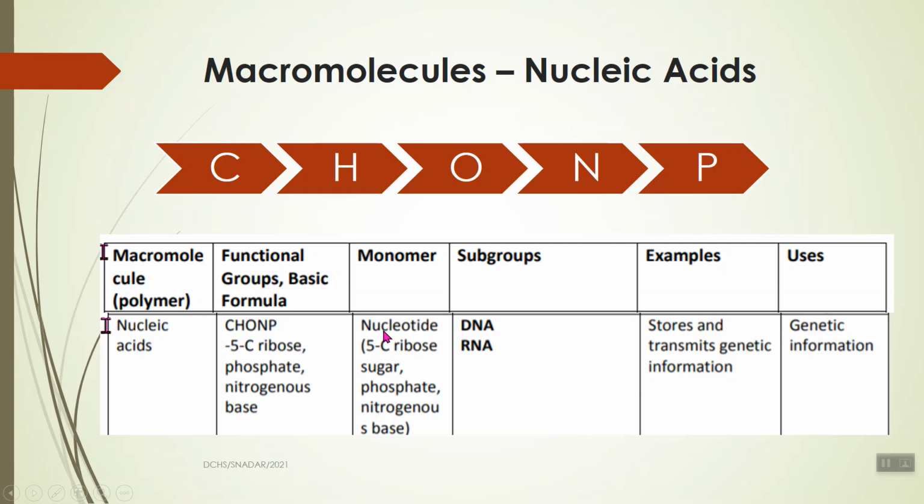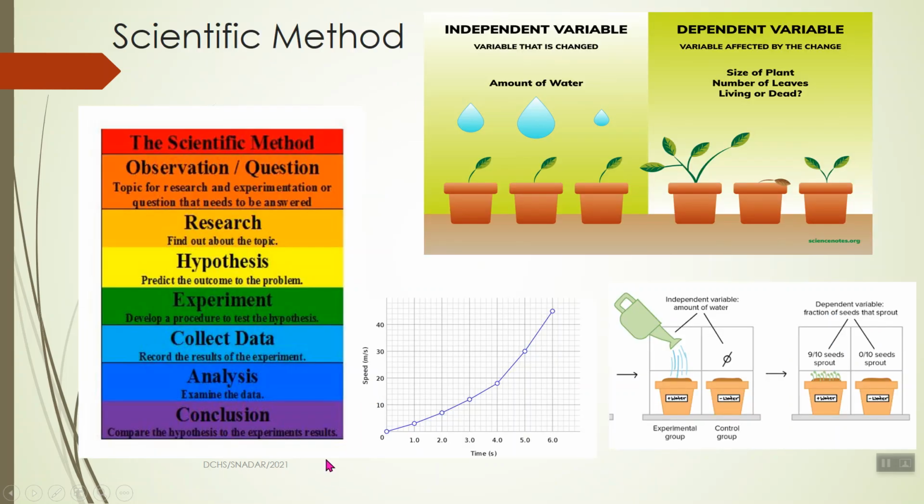A nucleotide in DNA is made up of a ribose sugar, phosphate, and a base. The main function of the nucleic acid is to store and transmit genetic information, which is the DNA and RNA, you know that. The last section in this video, which we are going to talk about, is the scientific method.